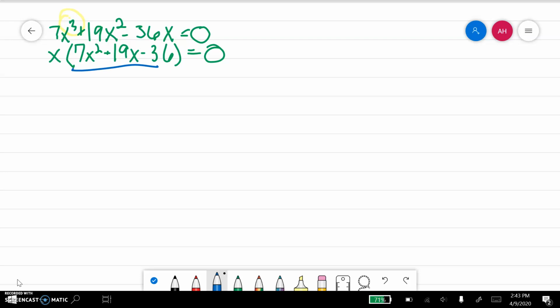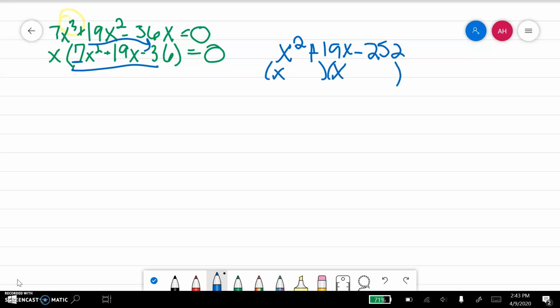And so with that, since we have this number in front of x squared, that tells me that we're going to do bottoms up. So I'm going to come over here and multiply the 7 times 36. So we get x squared plus 19x minus, if you multiply those two, you get 252. Then we're going to factor.